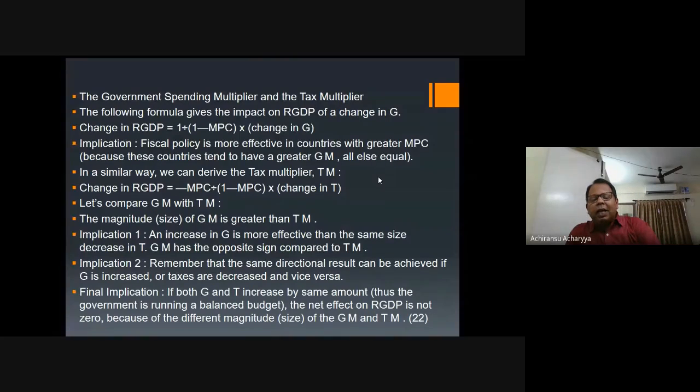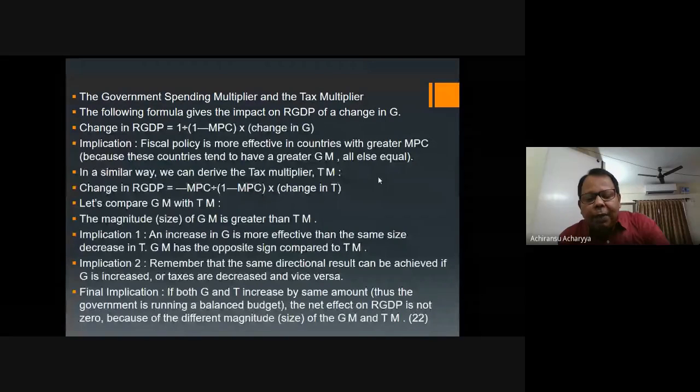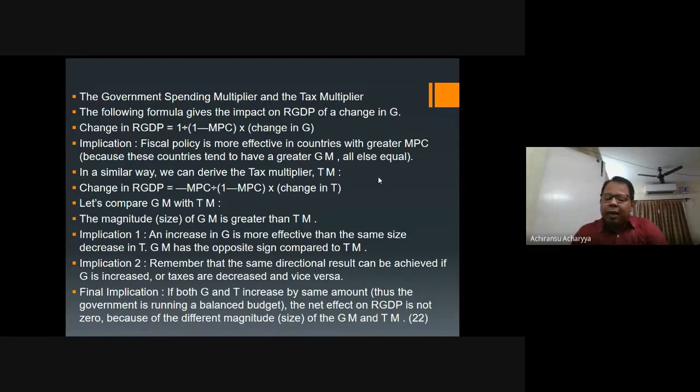And remember that the same directional result can be achieved if G is increased or if T is decreased, and vice versa. So the final implication is that if both the government expenditure and taxes increase by the same amount, thus the government is running a balanced budget, then the net effect on the real GDP is not zero, but of a different magnitude. So please keep in mind that government expenditure has a much bigger impact than tax reduction.